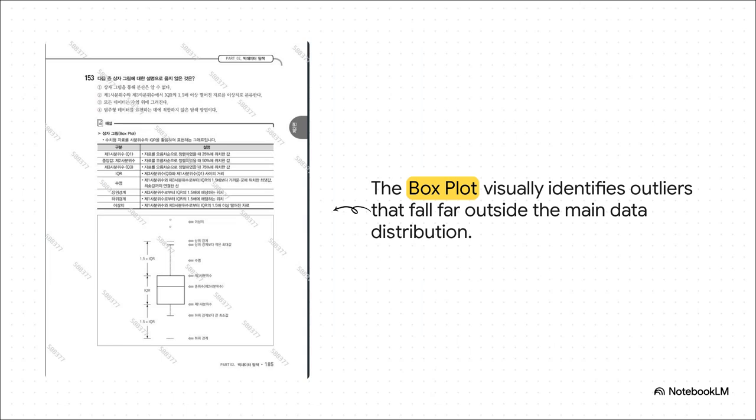Another beast you've got to tame is the outlier. Those extreme data points that just don't seem to fit in with everything else. And your best weapon for spotting them? It's the box plot. It's a fantastic tool that visually maps out the spread of your data, instantly flagging any values that fall way, way outside the normal range.